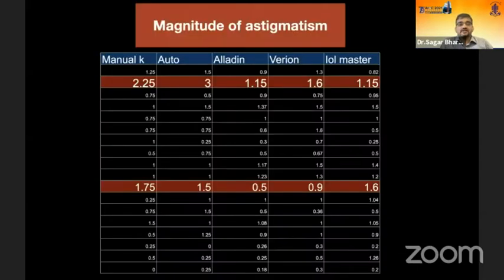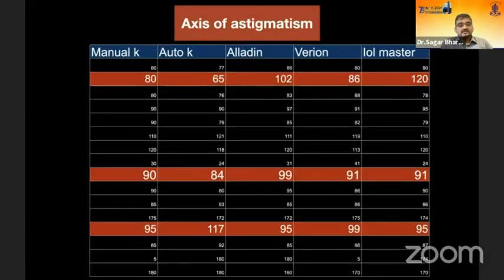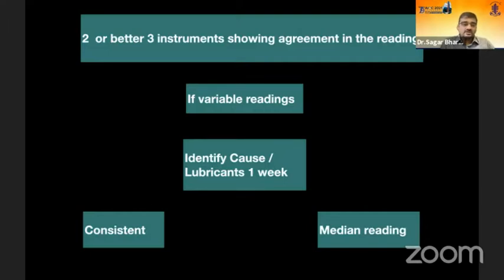Now, when we come to magnitude of astigmatism, we found that 2 eyes had a significant difference in the magnitude. Similarly, in axis, 3 eyes showed different axes. So in short, you will get different axes, different values. What you need to look at is that at least 2 out of 3 instruments should show agreement in reading.